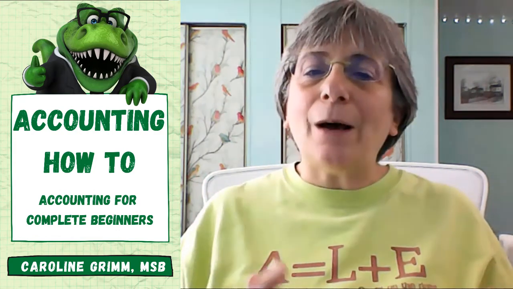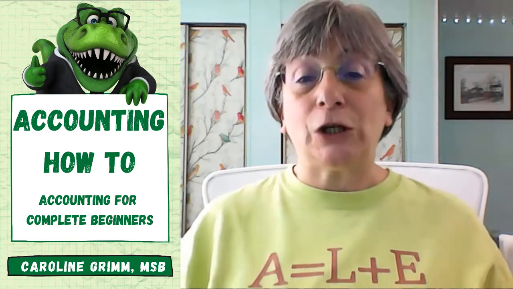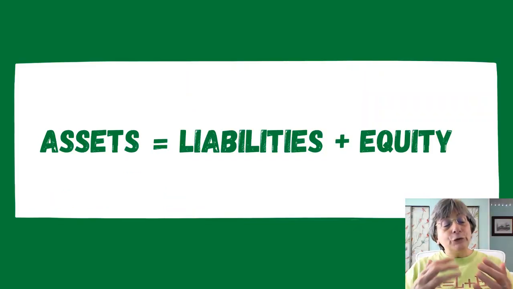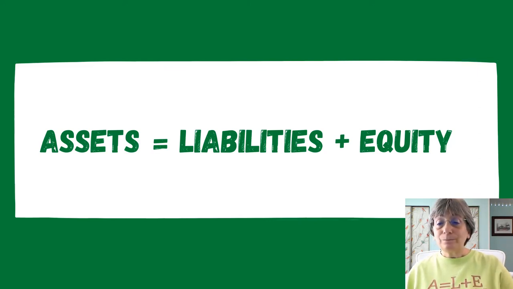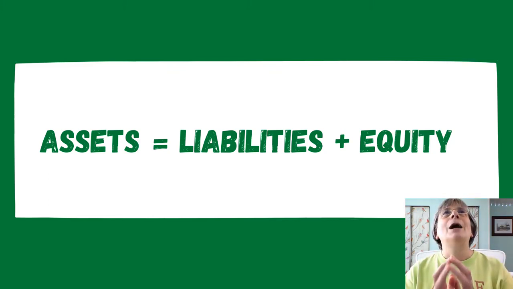Now, what is it about the accounting equation that holds so much magic? Well, let's explore that. So the accounting equation looks quite simple. It's assets equal liabilities plus equity. Three little things that hold so much magic. So let's start with that concept of the equation.